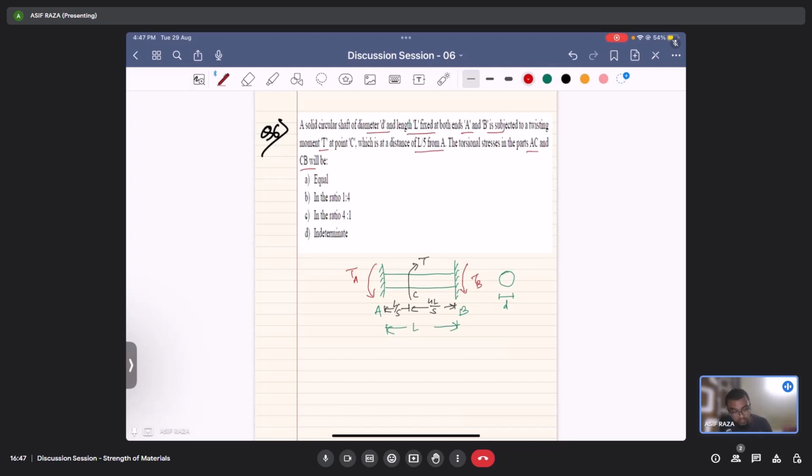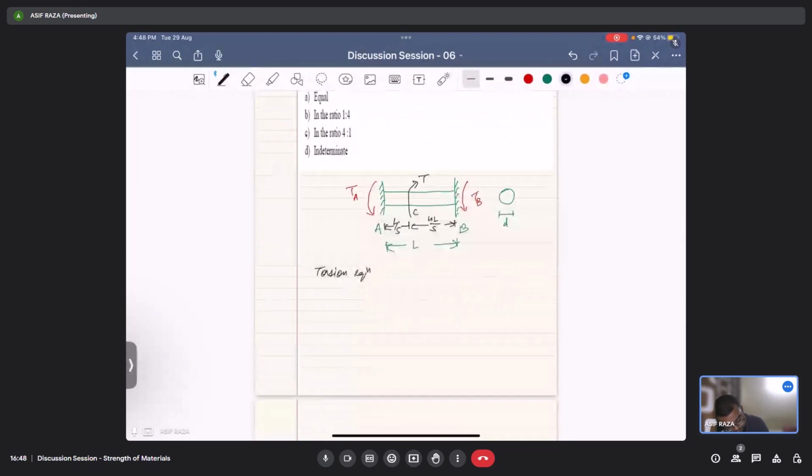TATB. According to the question, okay, leave it. Now, torsion equation. Torsion equation is T by J equal to G theta by L equal to tau by R. So according to the question, we need to find torsional stress, tau A upon tau B, that is torsional stress developed at point A upon torsional stress at point B.